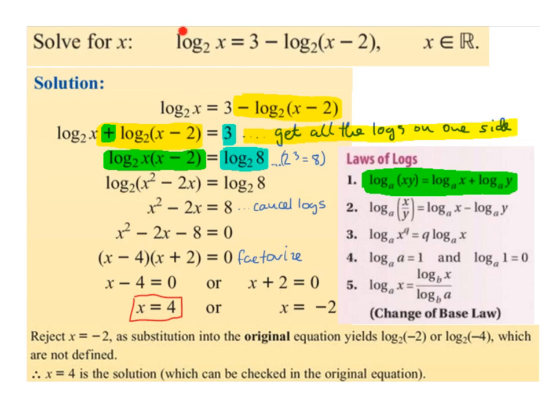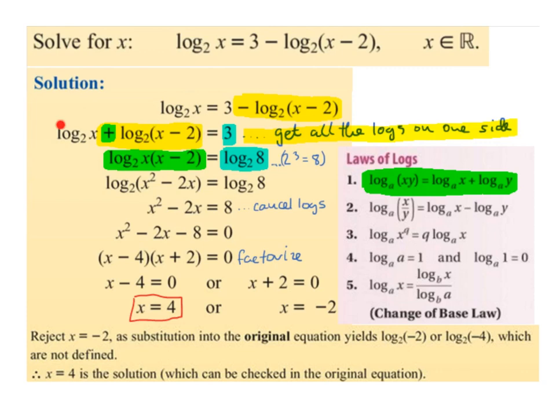Solve for x. Log base 2 of x equals 3 minus log base 2 of x minus 2, where x is an element of the real number set. So we have log base 2 of x equals 3 minus log base 2 of x minus 2. So what we want to do is get all the logs on one side. So we're going to grab hold of this minus log base 2 of x minus 2, bring it over the equal sign, and it becomes positive log base 2 of x minus 2.